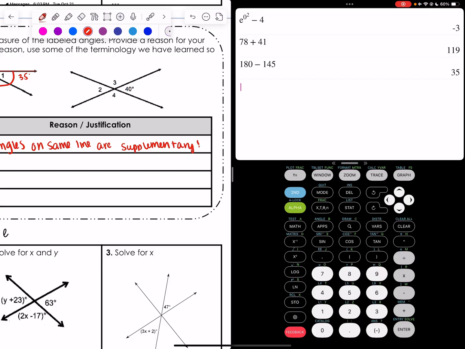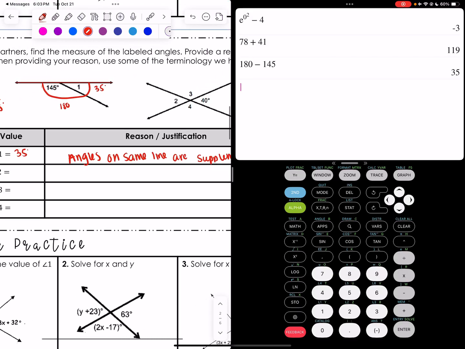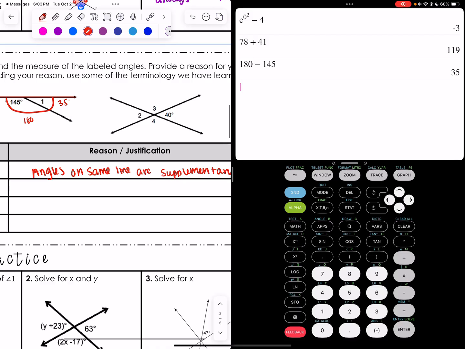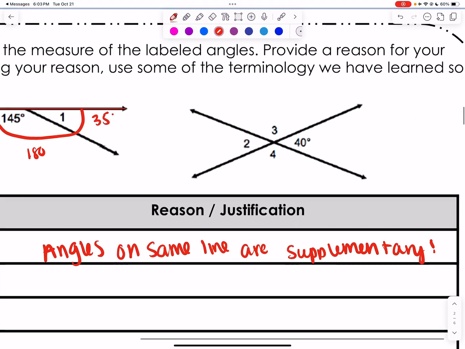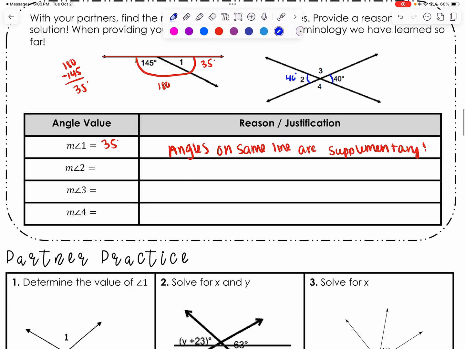Okay, now when I look at the measure of angle 2, that's going to have us use our vertical angle stuff that we did in the previous exercise. So if I look here, angle 2 is vertical to my 40-degree angle. So angle 2 is 40 degrees, and my reasoning could be vertical angles.